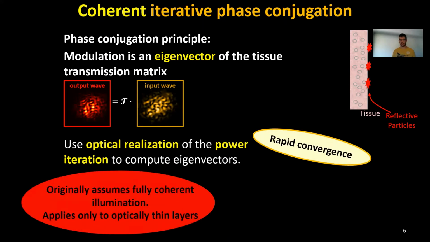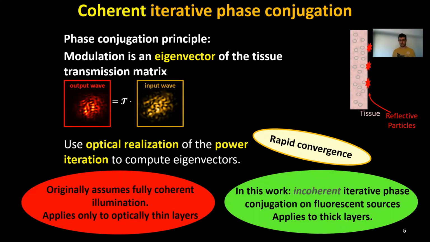The algorithm was originally derived for fully coherent illumination. However, in the coherent case, it holds only for optically thin scattering layers. In this work, we extend iterative phase conjugation to work with incoherent fluorescent illumination and show it applies to much thicker layers.